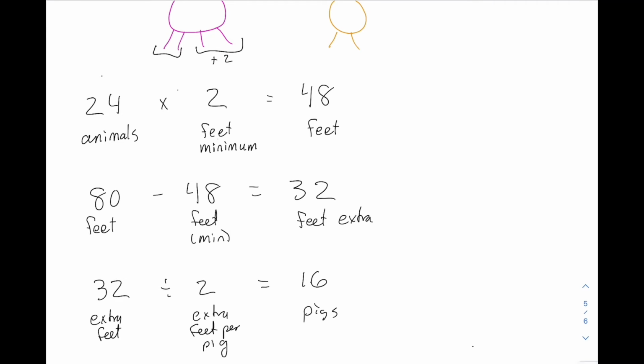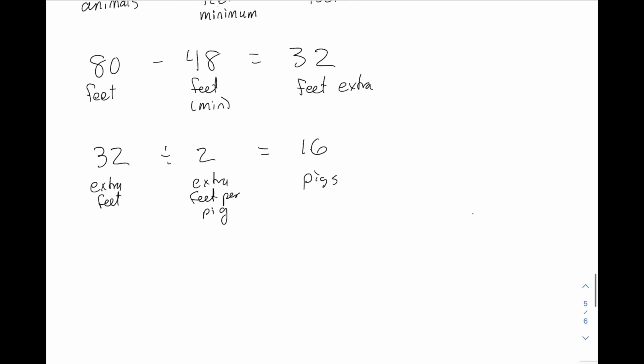So that means I have to add on 16 pigs. I have to convert 16 of these chicken pictures into pig pictures right there. So how many total pigs will I have in the end? I'll have 16 pigs. So then I can finally come down here and say 24 heads minus 16 pigs, and that's going to leave me with the 8 chickens.